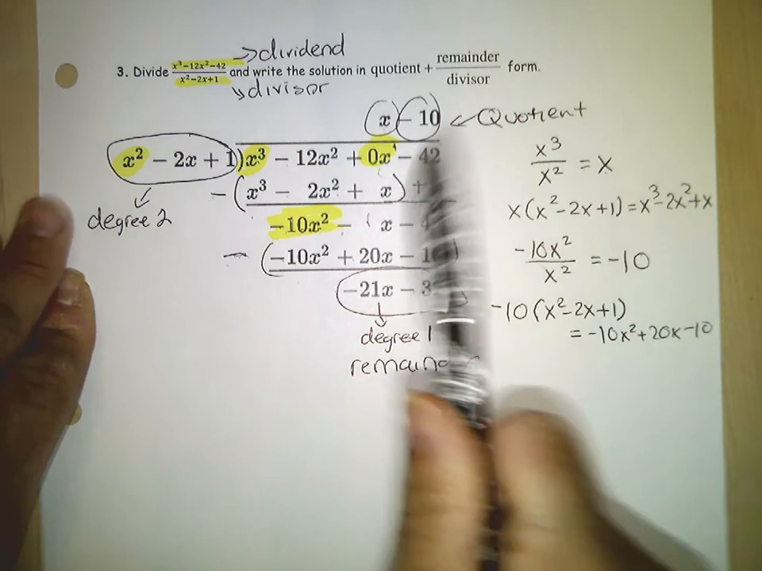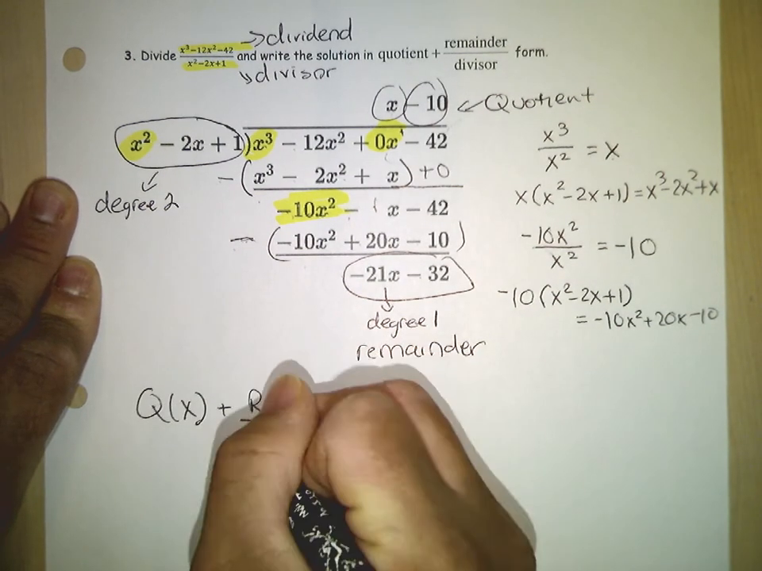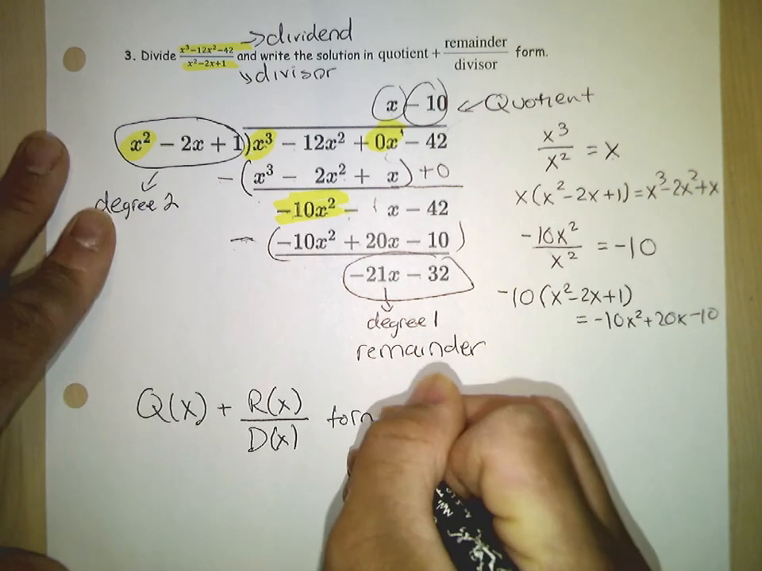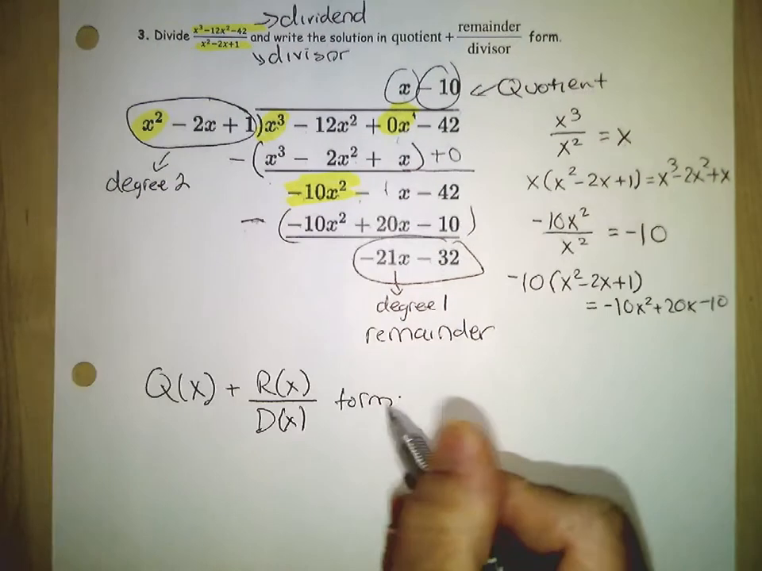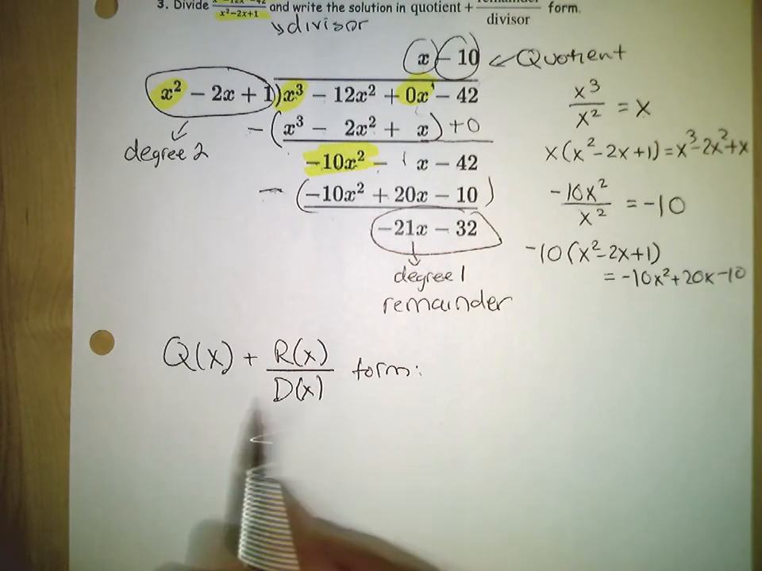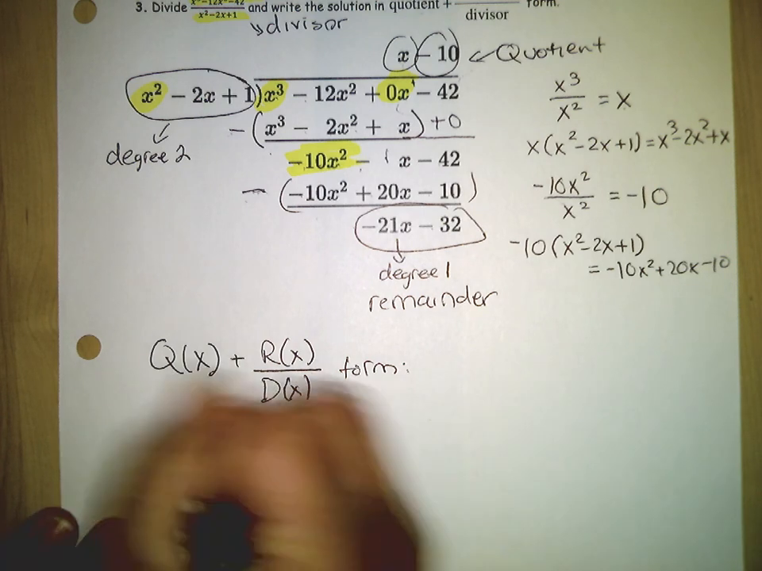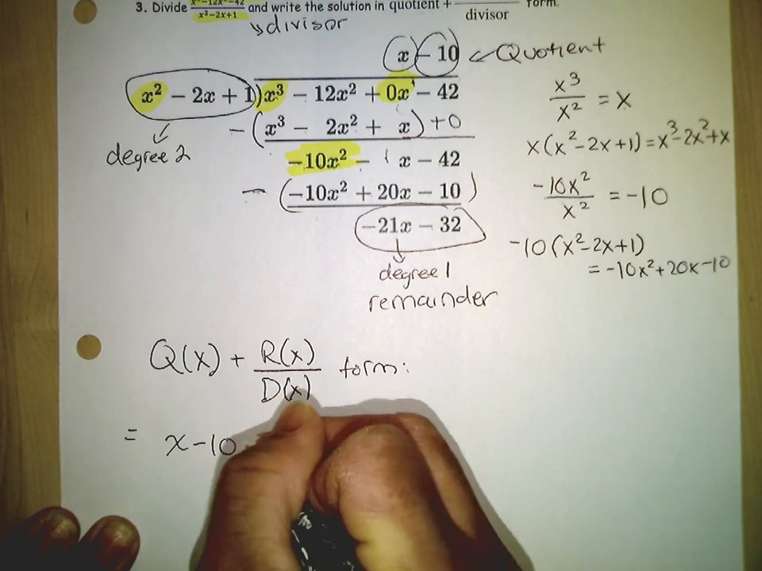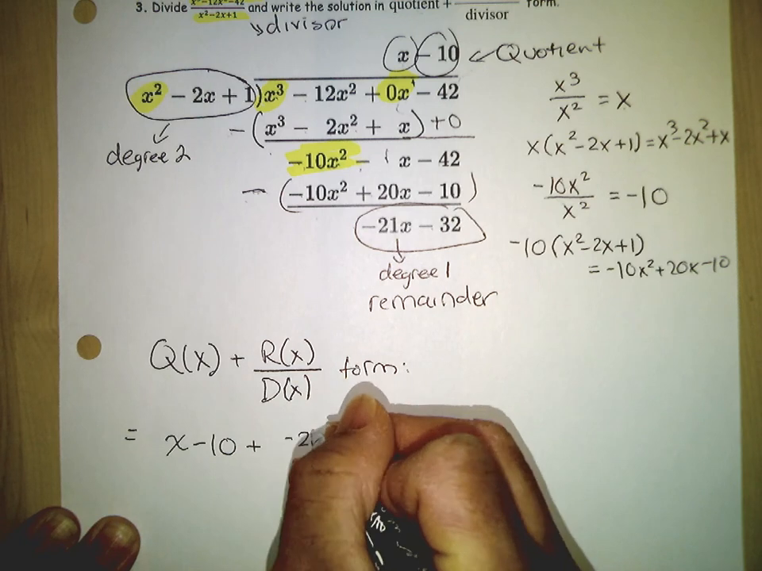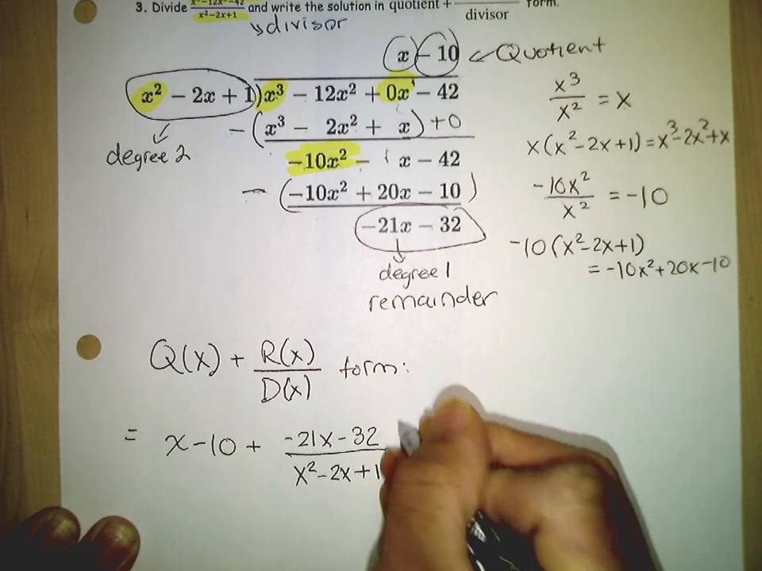So I know that this is going to be the quotient, and this is the remainder. If I want this written in quotient q of x plus remainder r of x over divisor d of x form, look at what the abbreviation for quotient, remainder and divisor did for me. I didn't have to write out the entire word, so this is where I will begin to use a little bit of that notation so that we don't have to write that out every time from now on. This will end up being x minus 10 plus negative 21x minus 32 over x squared minus 2x plus 1.